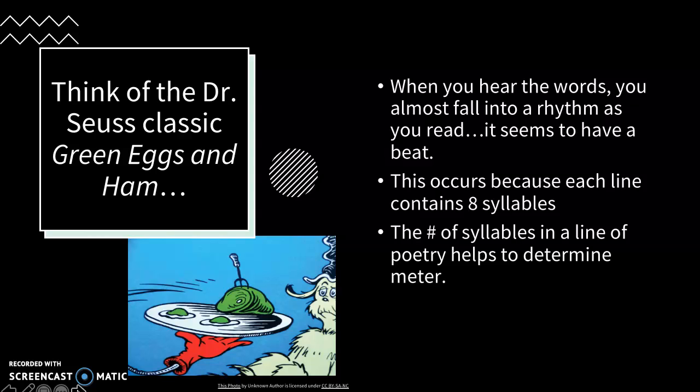Now that beat doesn't come from the rhymes at the end of each line. That comes from the number of syllables in each line. Think about it for a minute. I do not like green eggs and ham. That's 8 syllables. Every line has 8 syllables. And that's what gives it that bounce or that beat when you read it. So the number of syllables in a line is a very important component of meter.